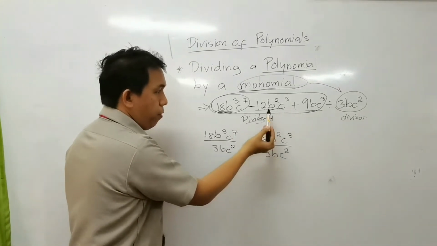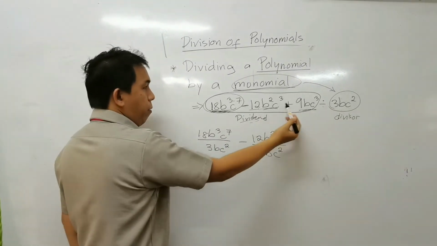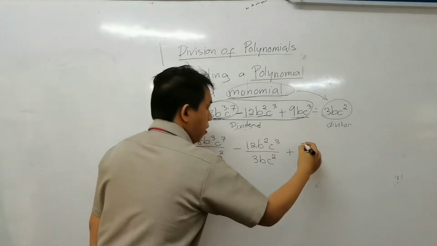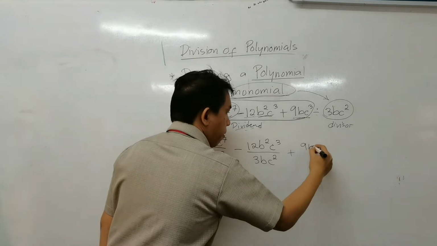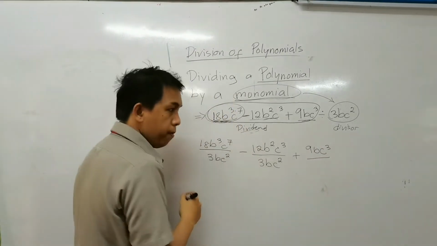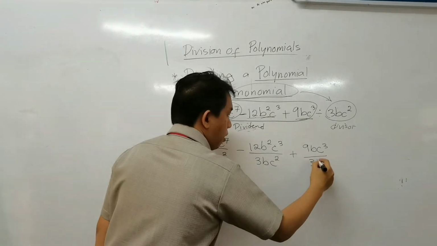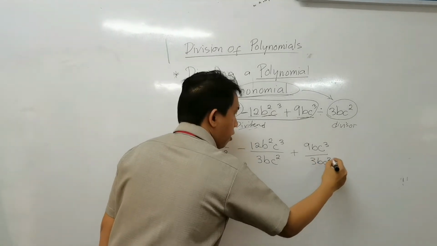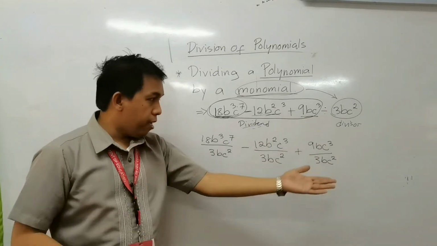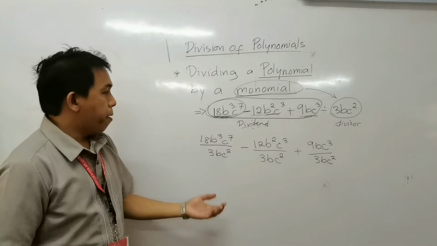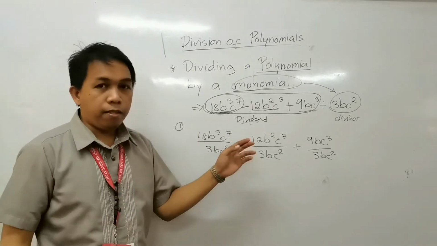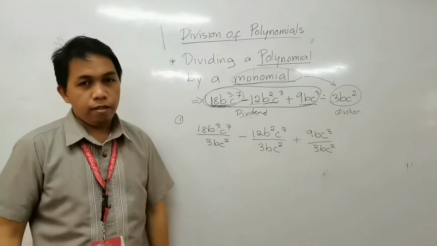Next, what's the next operation? We have plus. So plus 9bc cubed over 3bc squared. So again, we have already separated all the terms. That's our first step: first step is to separate all the terms.